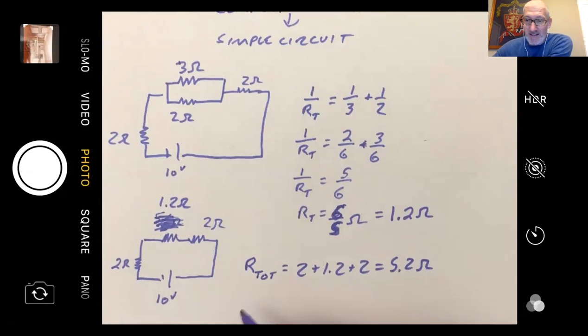Now, let's step back. Thanks, Ben. And let's see here. If I can come over to perhaps Nathan. If I look at the entire circuit, what else do I know about the entire circuit? Do I know the voltage or do I know the current, sir?